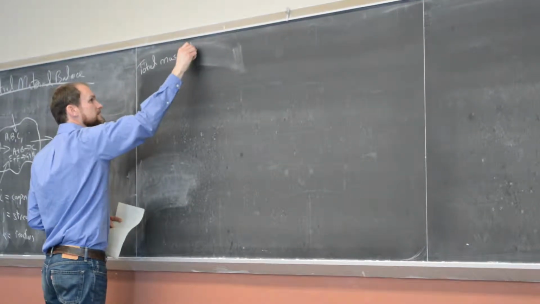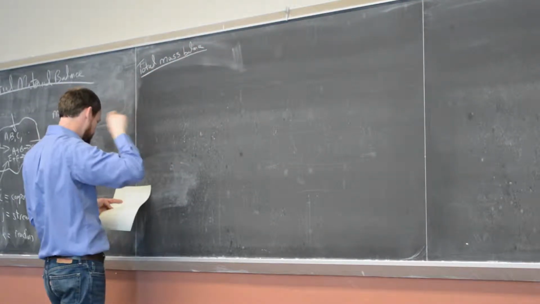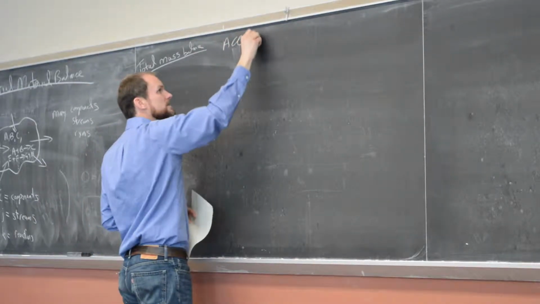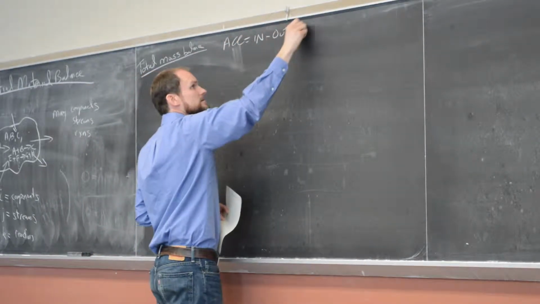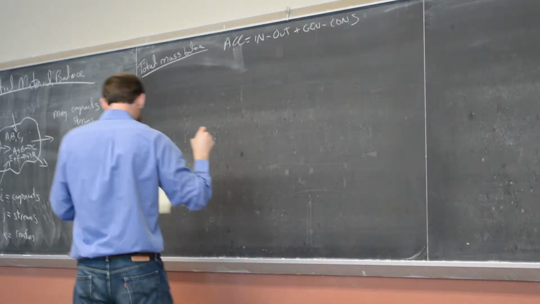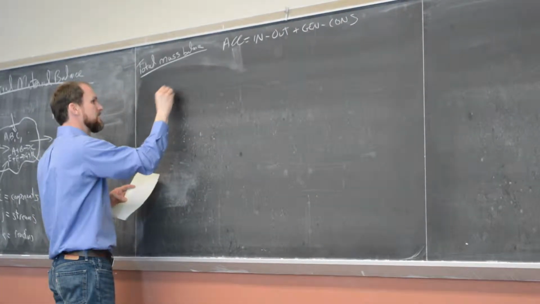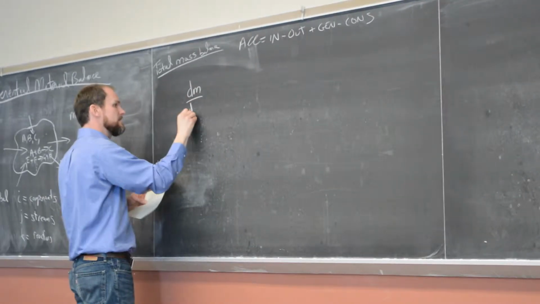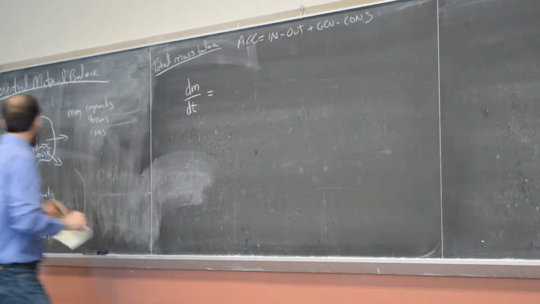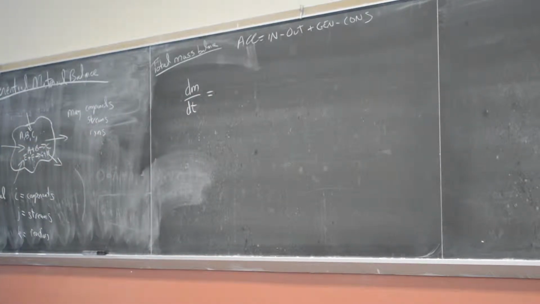Total mass balance. Let's see, so I want to do accumulation equals in minus out plus generation minus consumption of total mass balance, dm dt. Okay, the change of the total mass in the system with time.